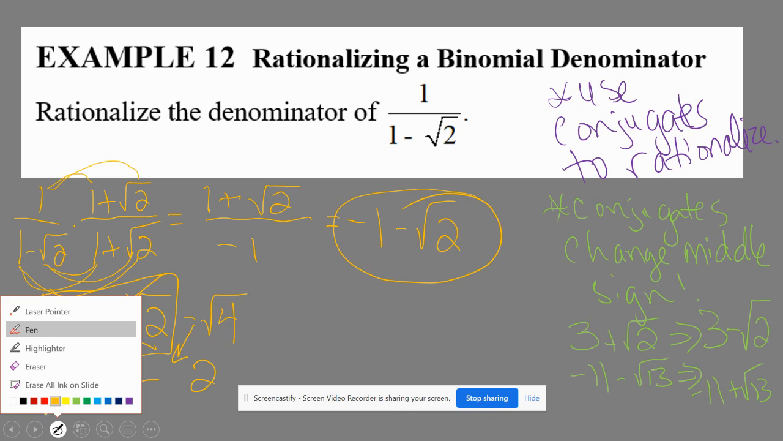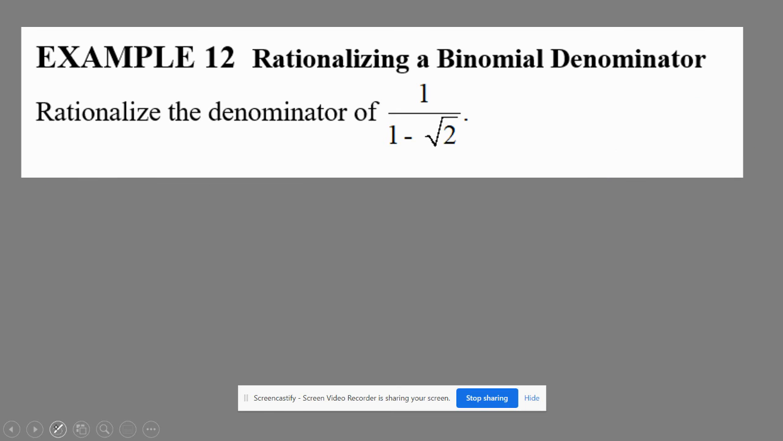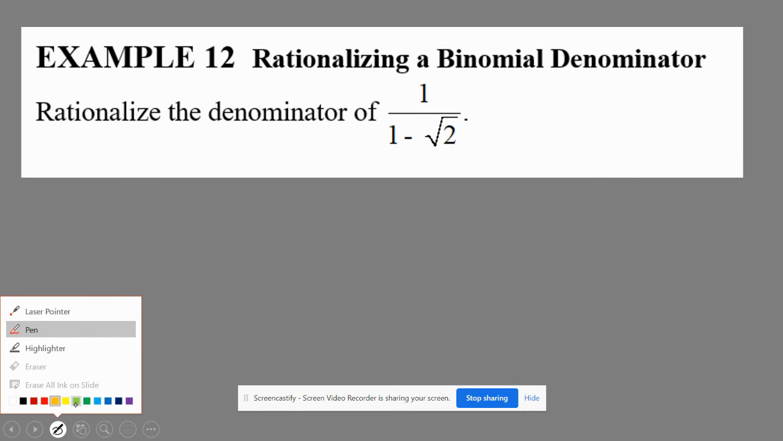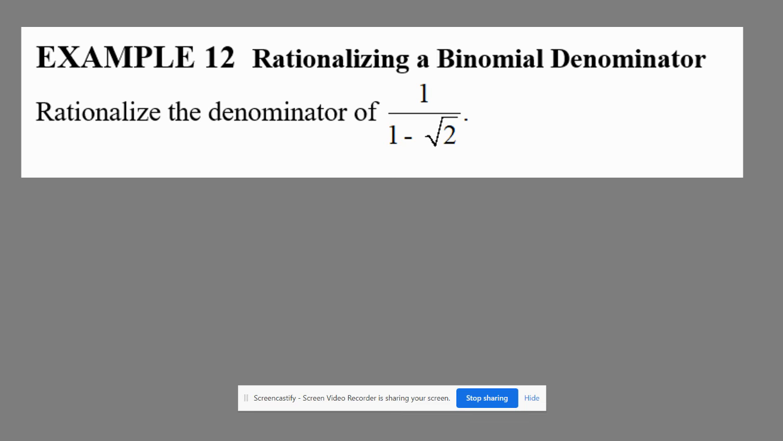You have room for one more example. And so I'm going to add an example here. And let's do 2 over 3 plus the square root of 5. Our conjugate is 3 minus the square root of 5. Whatever we do to the bottom, we have to do the same to the top.